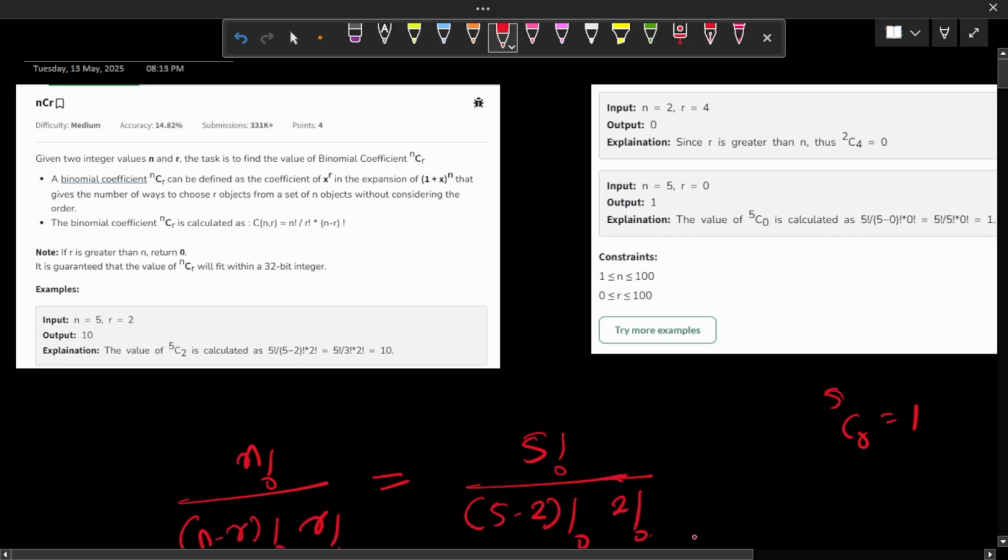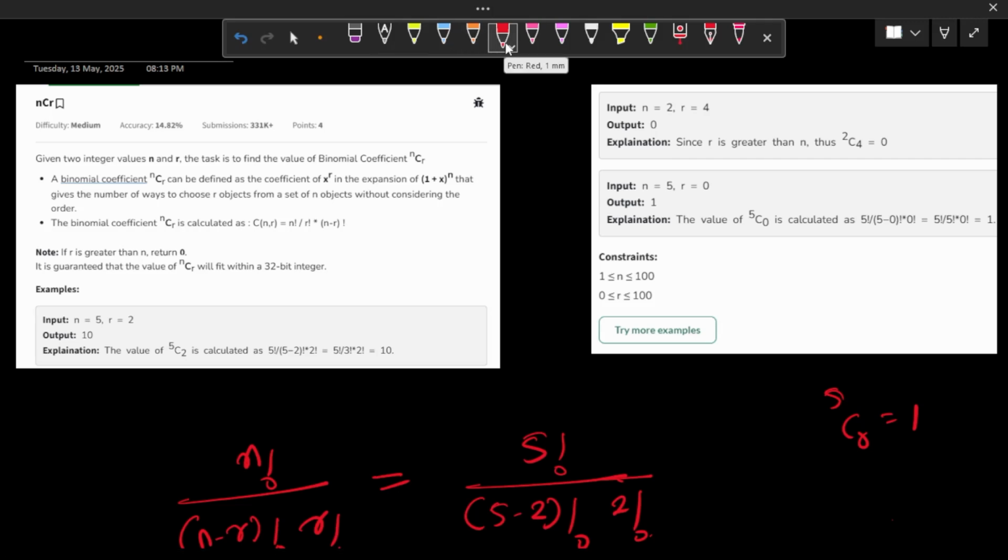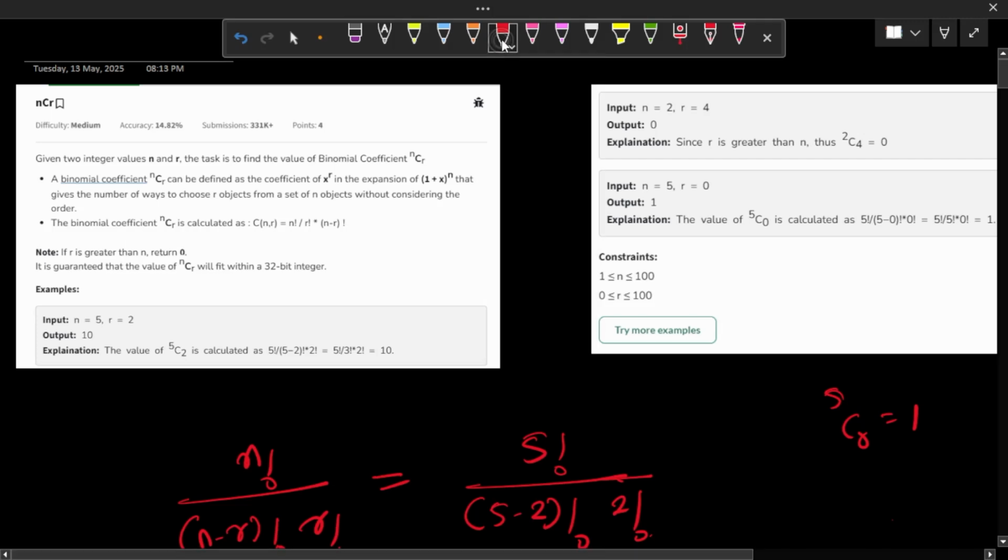Hello everyone. So let's talk about today's GeeksforGeeks problem of the day. Let's see what is given in the problem statement, and after that, let's try to apply some intuition on this problem statement. We are given two integer values n and r. The task is to find the binomial coefficient nCr.